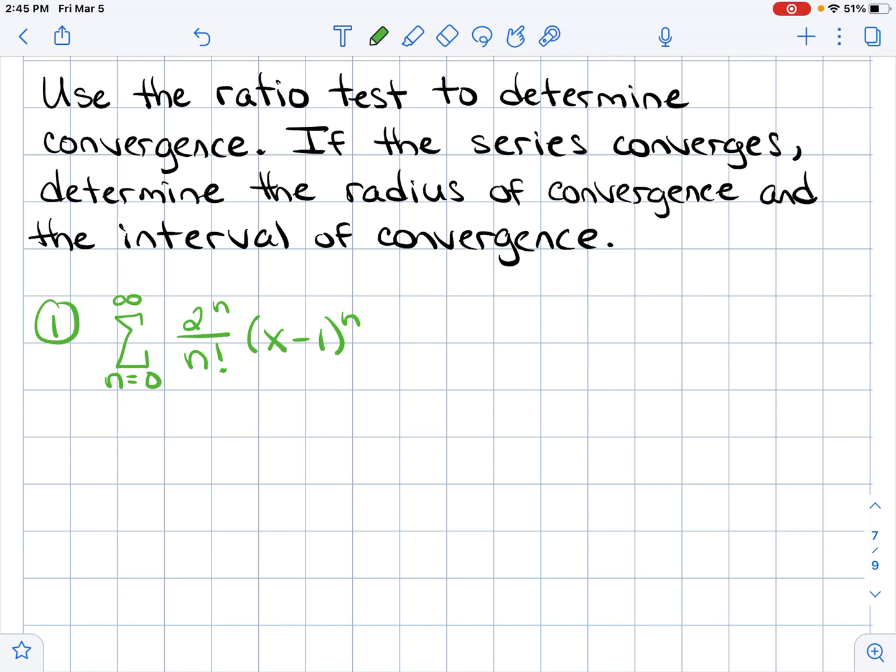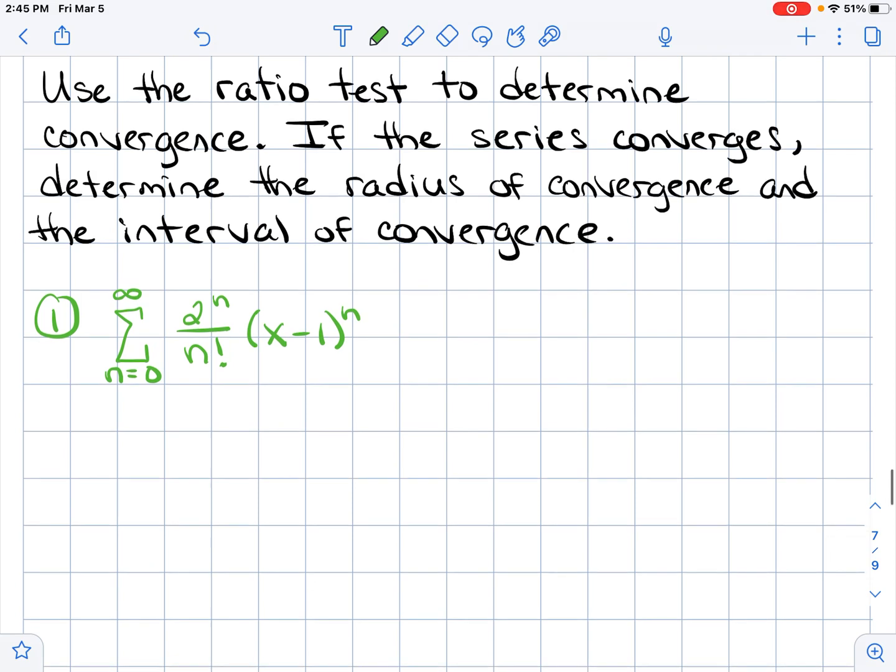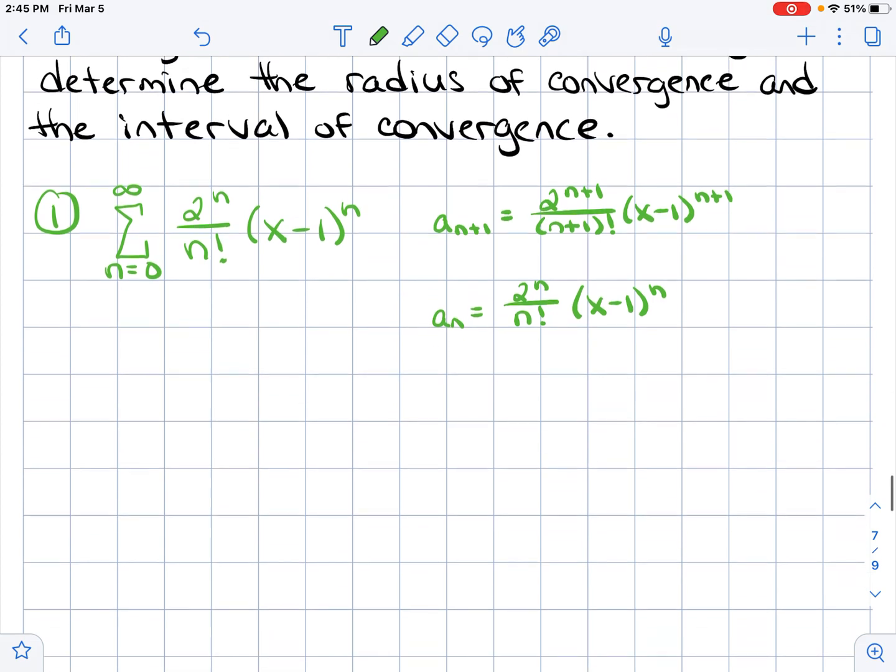Okay, so let's take a look at this. In order to figure out if this behaves geometrically, we need to know the next term and the previous term. In other words, we need to figure out what is a sub n plus 1. A sub n we know already. A sub n is just this term. Like that. The next term would be all of these values to the n plus 1. So this is n plus 1 factorial. We're looking at the next term in the series.